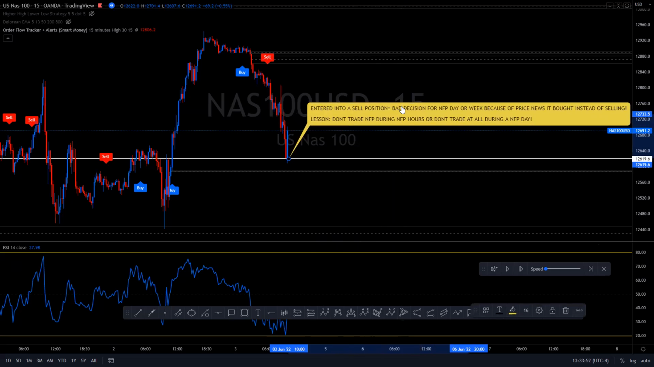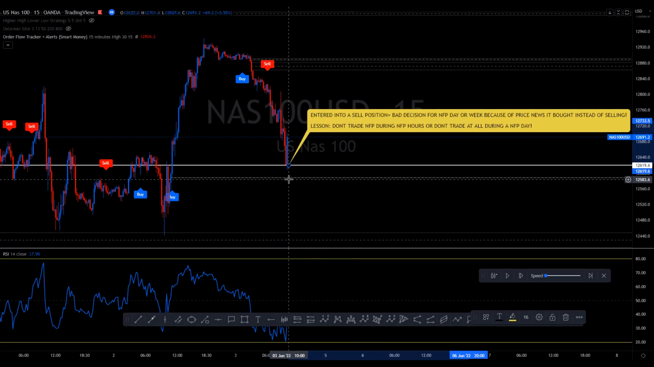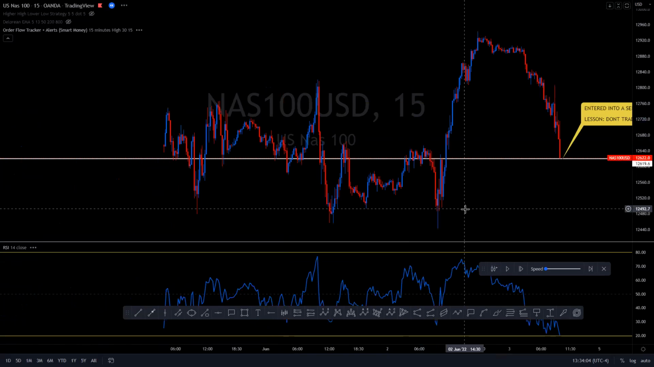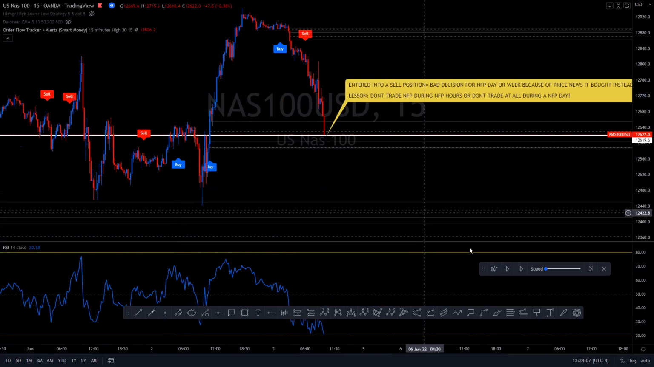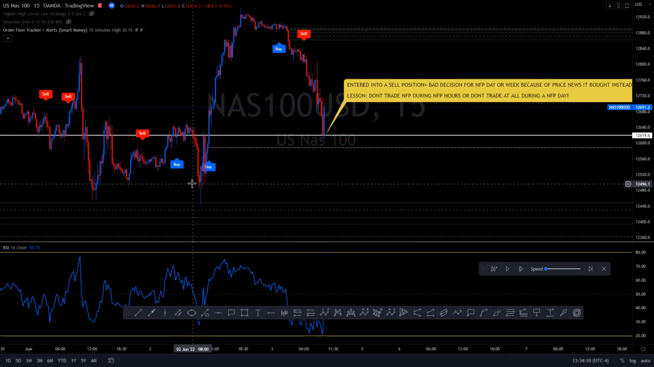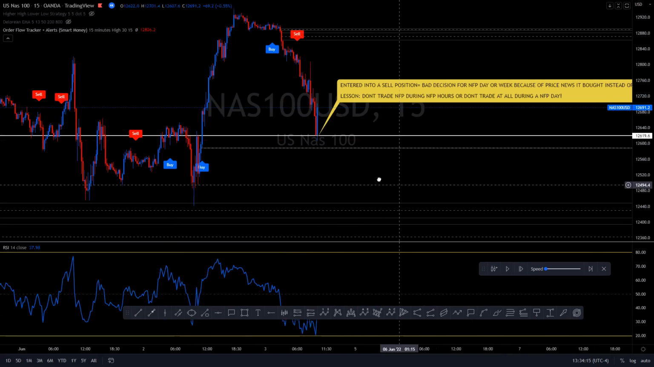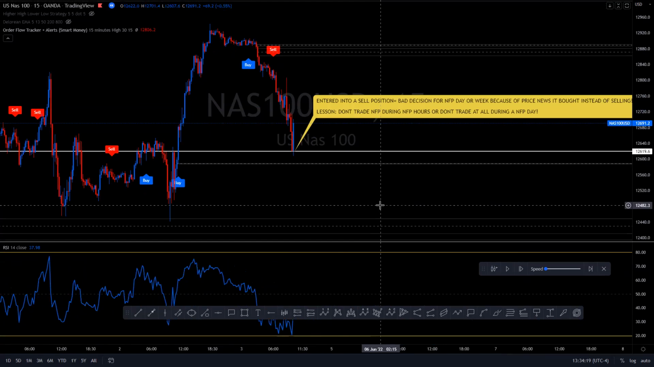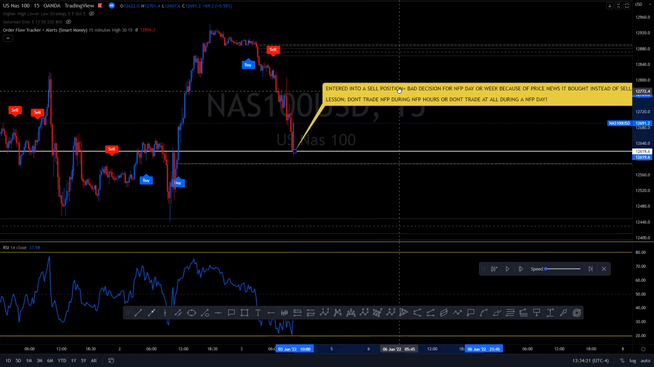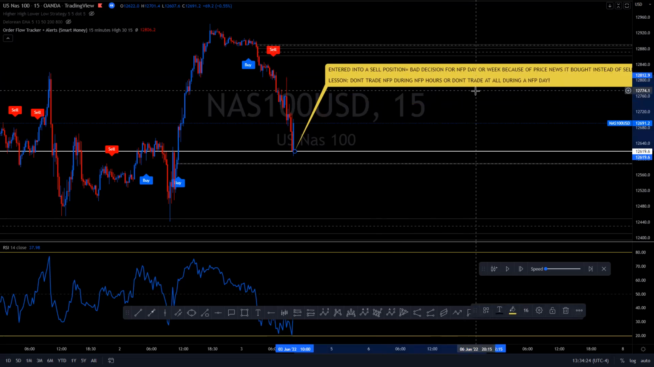Now here's the thing. If this was a normal day and there was no NFP, then it's a huge possibility that price probably would have continued to sell to this next zone. It's a possibility. But it didn't. It bought up and it put us in huge drawdown. And that's why I decided just to get out and leave it alone. Now, here's the funny thing. This is the reason why I say don't trade during NFP hours or don't trade at all during NFP day. Let's analyze what the market did moving forward.